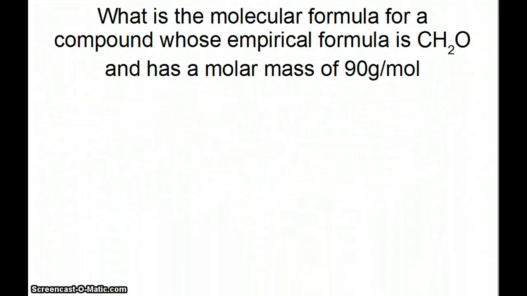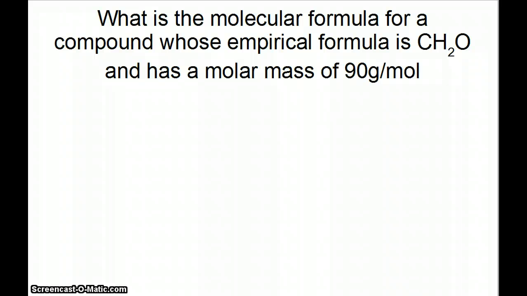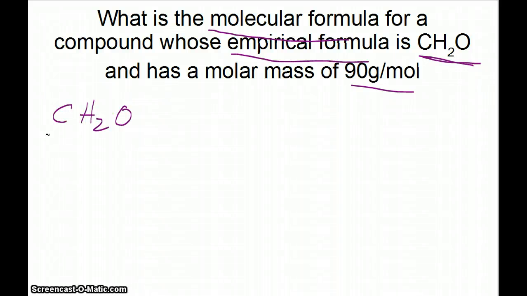Now we're talking about molecular. Okay, what is the molecular formula for a compound whose empirical formula is CH2O and has a molar mass of 90 grams per mole? So if we're trying to find the molecular formula, we're given its empirical formula, we're given its molar mass. First thing we need to do is calculate the empirical formula's molar mass. So the empirical formula is CH2O. We need to calculate that mass.